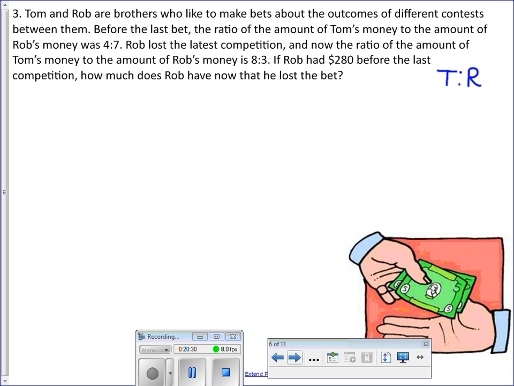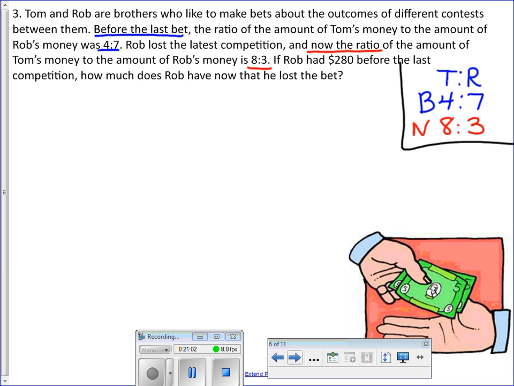So I see two ratios here. I see before was 4 to 7. And then now the ratio is 8 to 3. So before is 4 to 7, now is 8 to 3. And that's our little reference to help us.